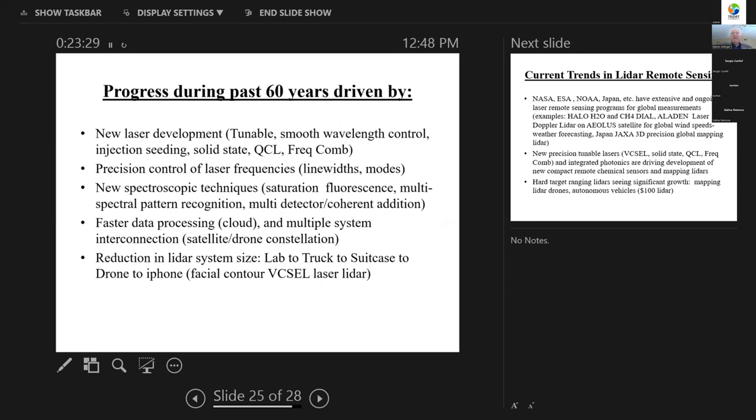You can also look at some of the main progress during the past 60 years has been driven by the new laser developments: new tunable lasers, new smooth wavelength control, injection seeding, solid state, quantum cascade lasers, and right now the current ones and the best ones are frequency comb lasers that give a precision of knowing exactly what the wavelengths are and what the absorption spectrum is. The precision control of laser frequencies, line widths, new spectroscopic techniques I haven't talked about, the saturation fluorescence, and multi-detector coherent addition. We've worked on that.